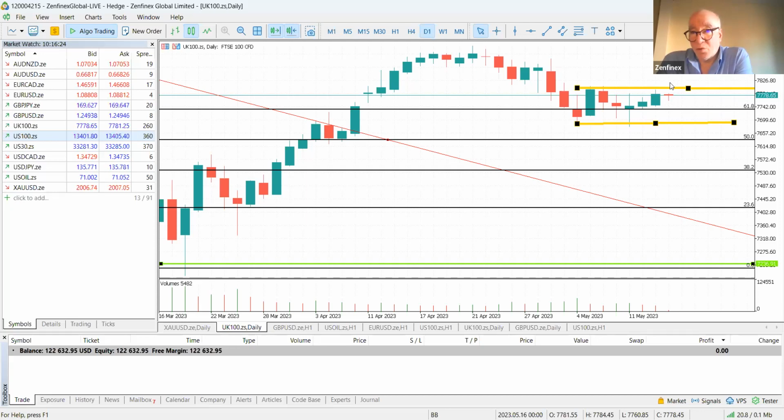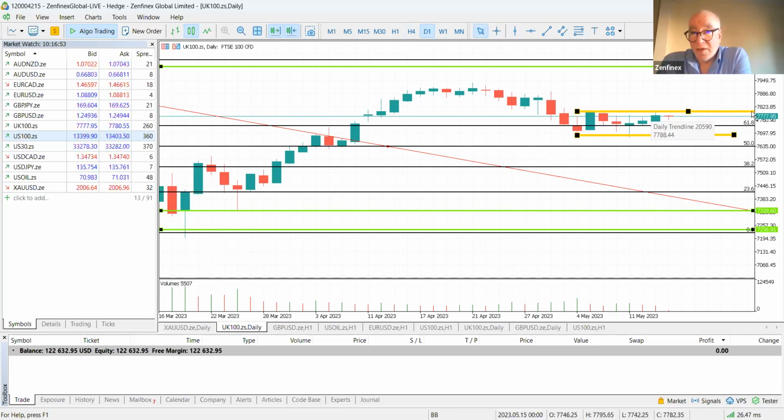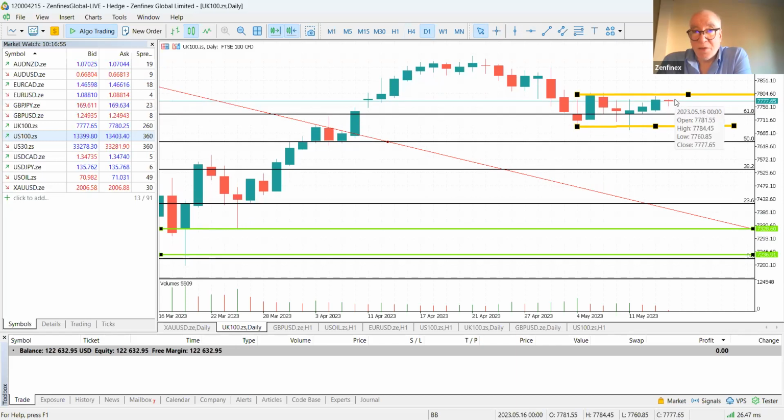So we have to be cautious. But I would think that there's going to be a test of this area here. If it goes back up, it'll come back down to retest this level here, and then either come all the way up to the top of the channel, or it will reject it and come back down to these levels here to retest these levels here. So there is an interesting opportunity here for the FTSE, but you have to be patient.